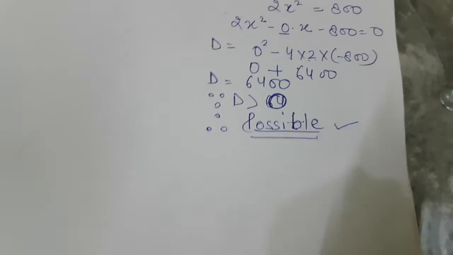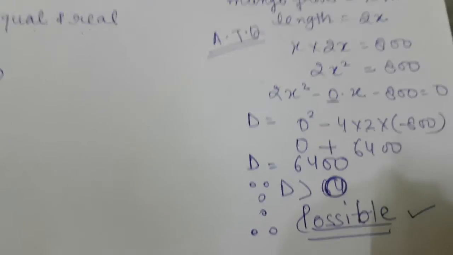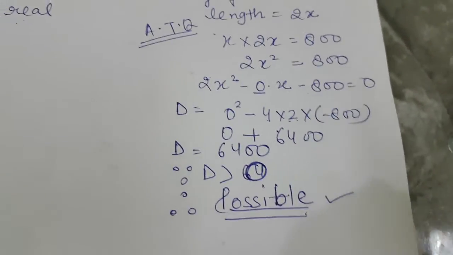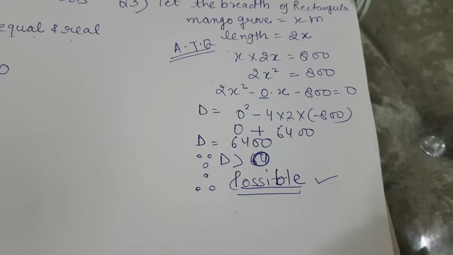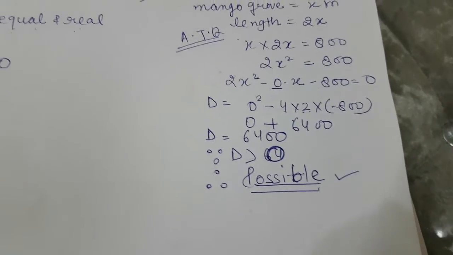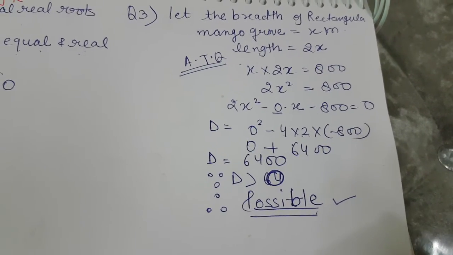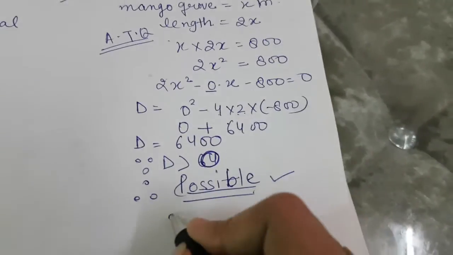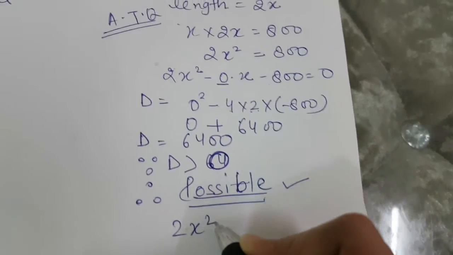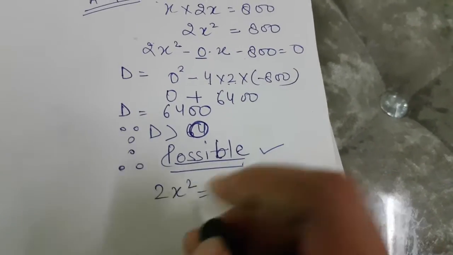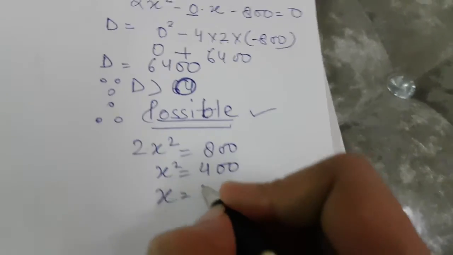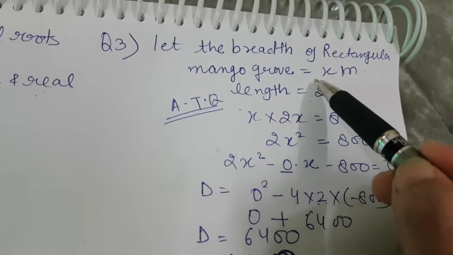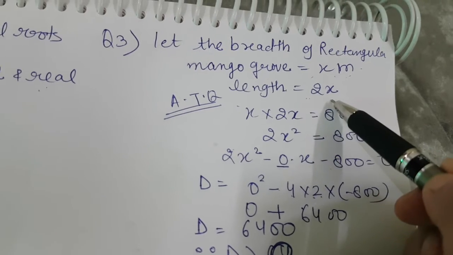Fine. If possible, then find the length and breadth. You apply any method, factorization or the quadratic formula, it's your wish, and find out the length and breadth. I'm leaving this to you. You find out the value of x, the roots of this equation. Even the roots can be found directly here, no need to use any formula. 2x square is equal to 800. It means x square is equal to 400 and x is equal to the root of 400, which is 20. So according to this value, breadth is 20 meter and length is 40 meter.